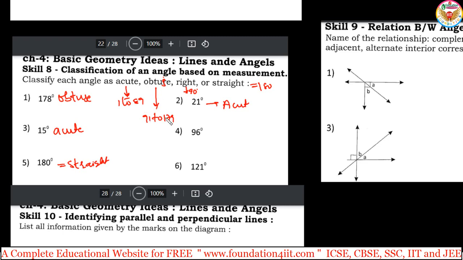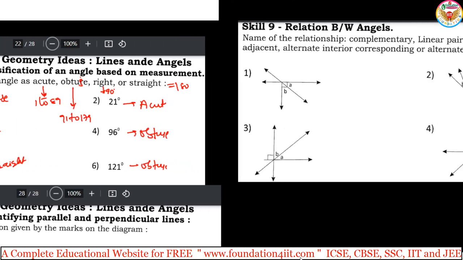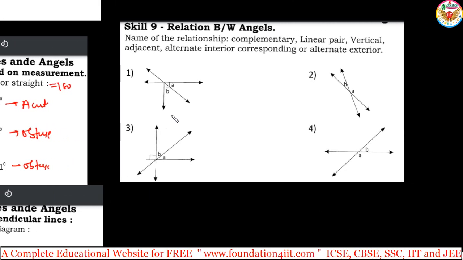21 is acute, because acute is 1 to 89. Obtuse is 91 to 179. Right angle is exactly 90. More than 90, it is obtuse. Yeah, this is also an obtuse angle, right? Now we have one more page in this worksheet, where many numbers are given. You can just mark which is acute, obtuse, right and straight, those concepts.